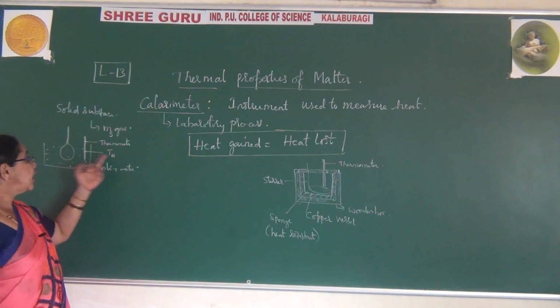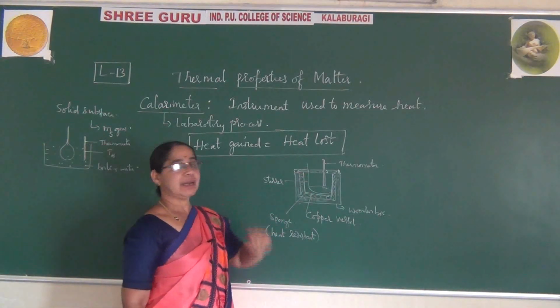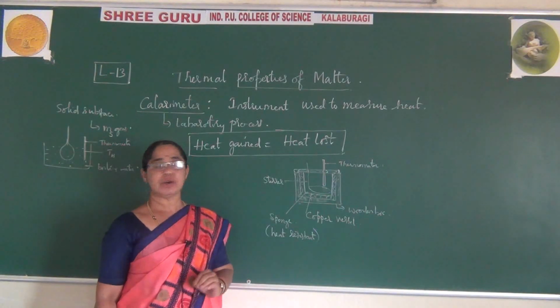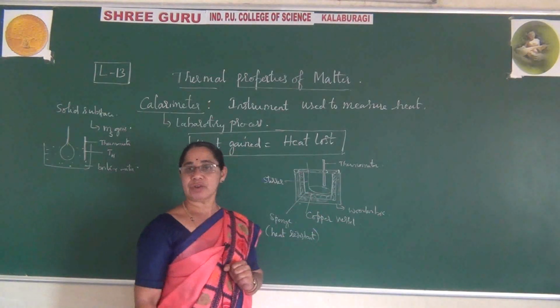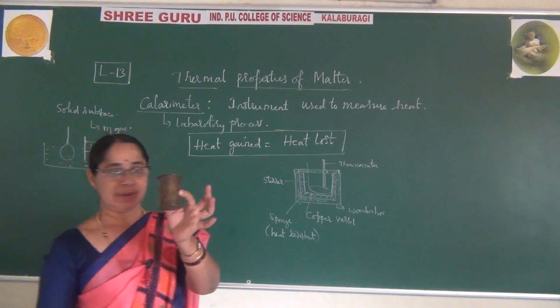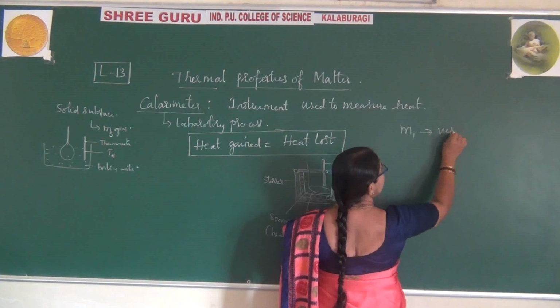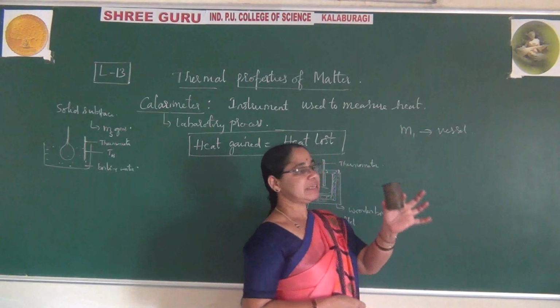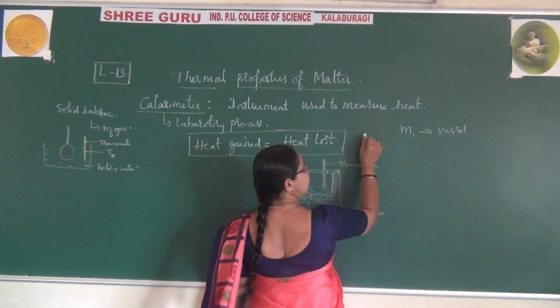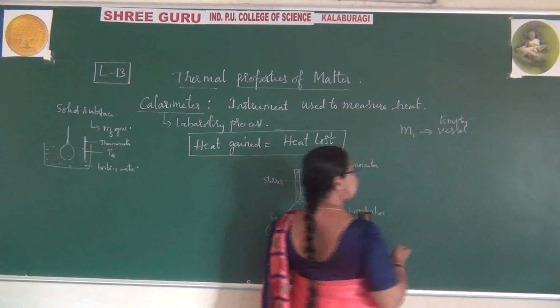Now, immediately when it gains this temperature, we put this in the container. But before doing that, the step to be done is with the calorimeter. This calorimeter is a copper calorimeter, one vessel. We measure the mass of this empty vessel.